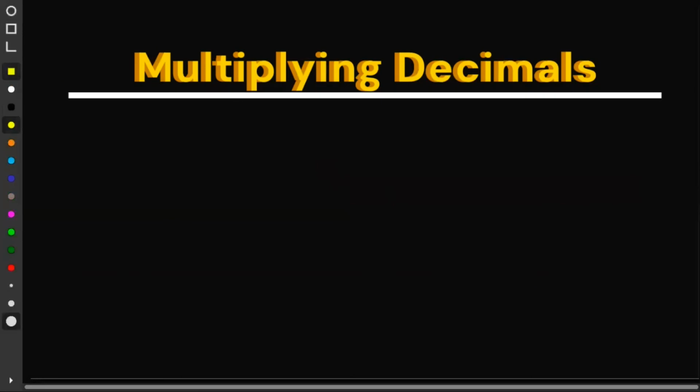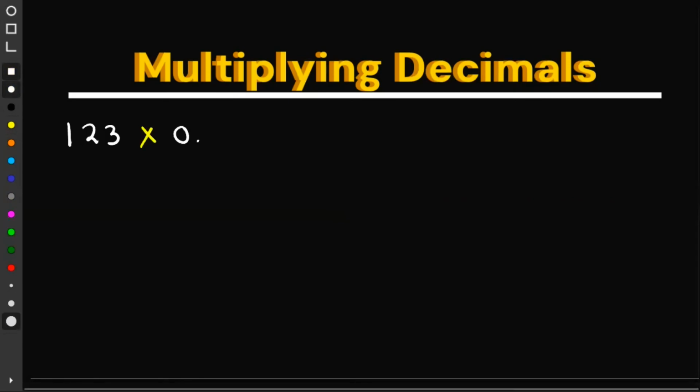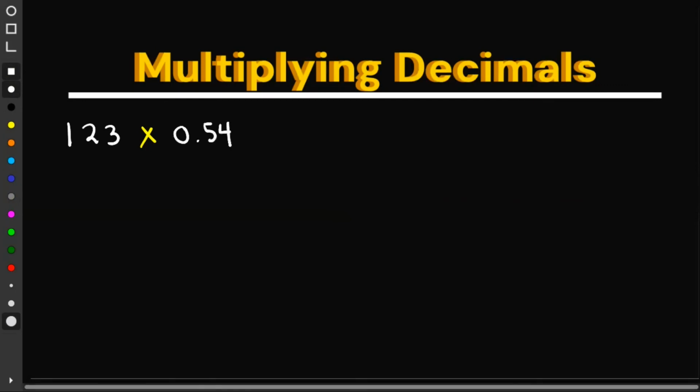Let's try this one last example. If we have 123 times 0.54. So we have 123 times 0.54.